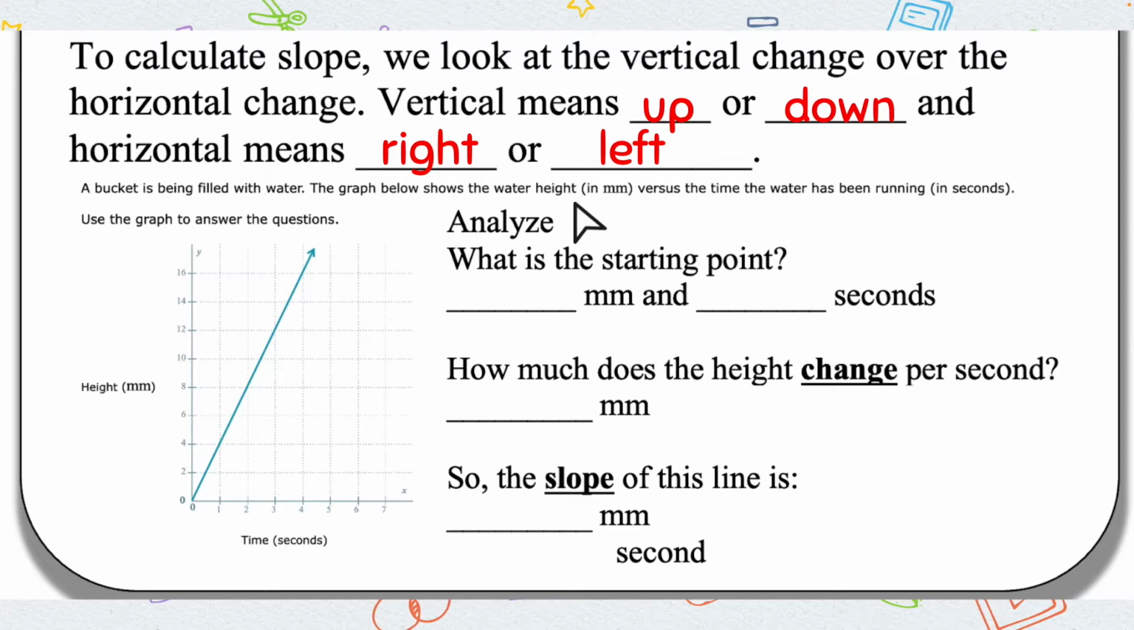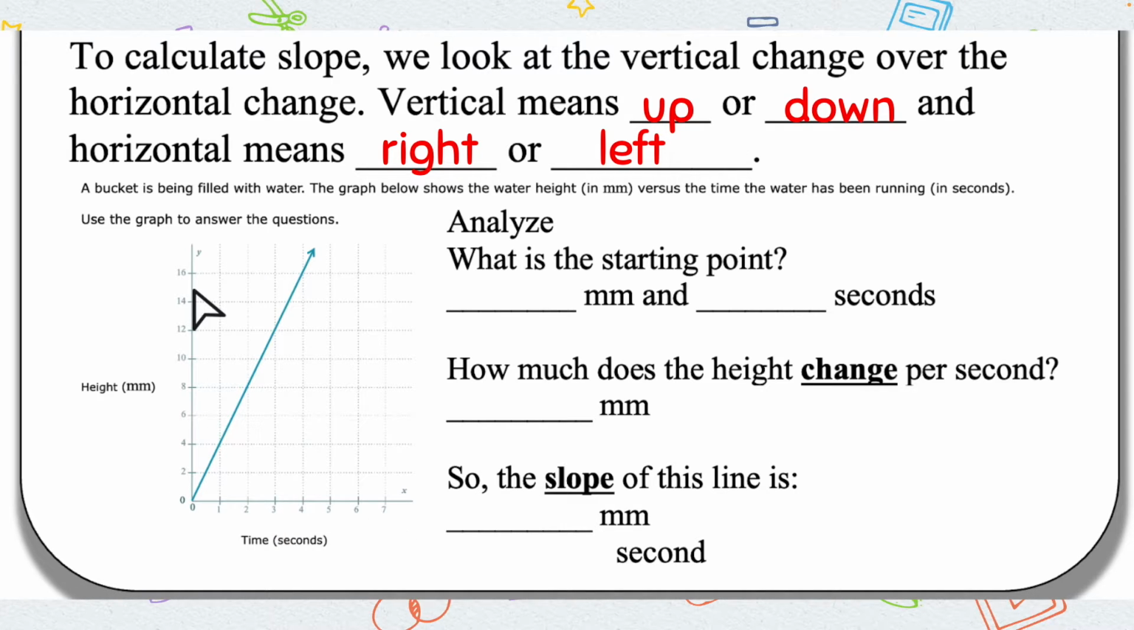With this one, we're going to read our problem here. A bucket is filled with water. The graph below shows the water height in millimeters versus the time the water has been running in seconds. Use the graph to answer the question. So we can see this: we have time along the bottom and height along the side.